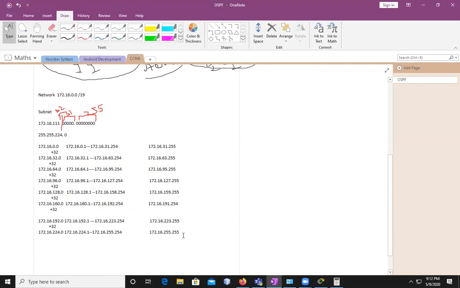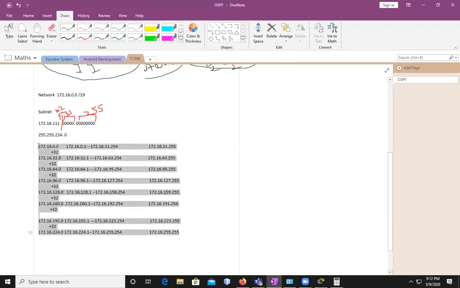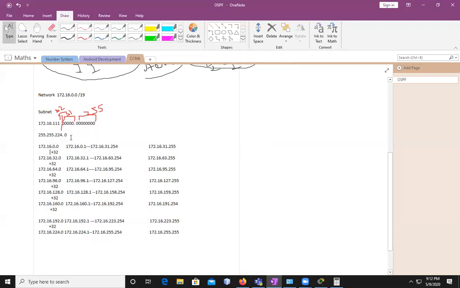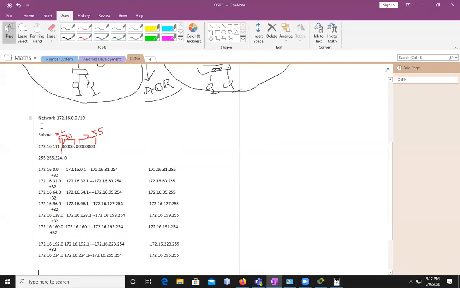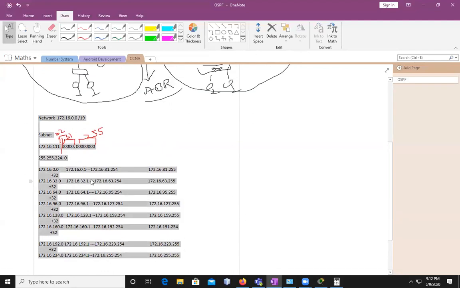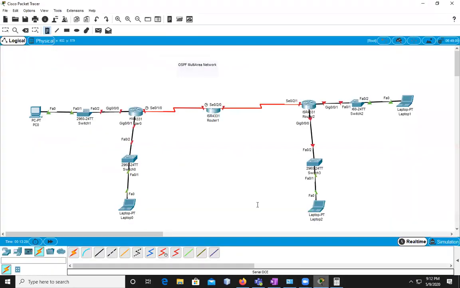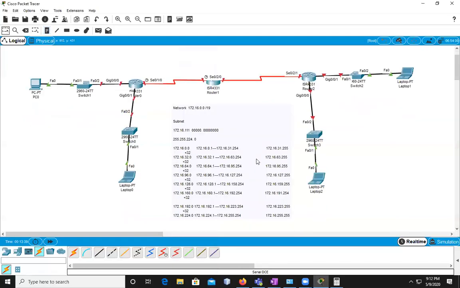So these are the subnets we get, 1 to 8. If you try to calculate more here, 224 plus 32 goes beyond 255, so the broadcast will be more and it will not allow us to have more subnets. So automatically we have these subnets. This is the network, this is the subnet mask, and that's it. This is the thing that we need. I'm going to copy it and paste it into my network topology. That's it, class.